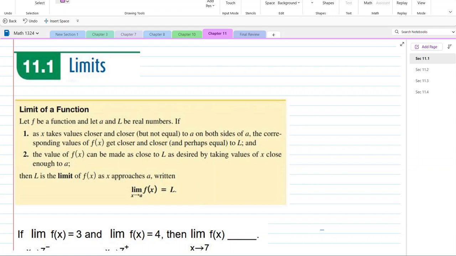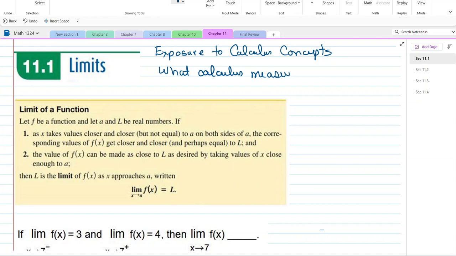Well, here we are, our last chapter, and it's our first exposure to calculus. So we want to talk about that first. We will go into calculus in the next part of business econ, but this is our first concept of understanding what calculus measures. So we're going to start first with something called limits.